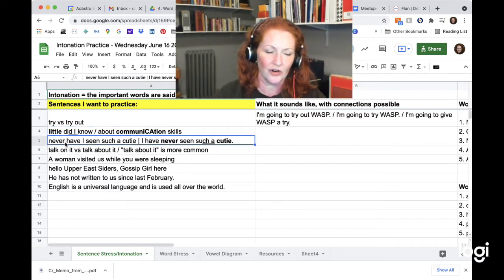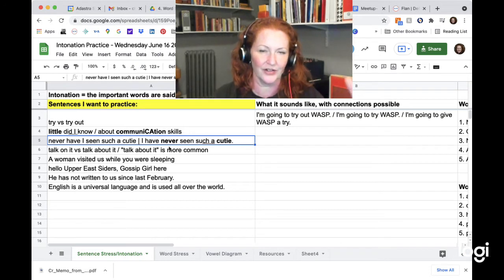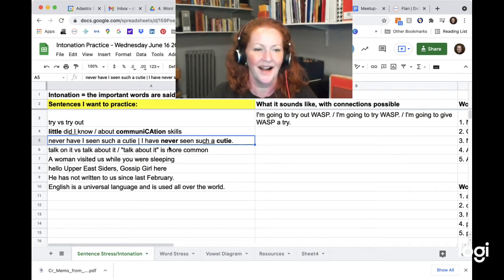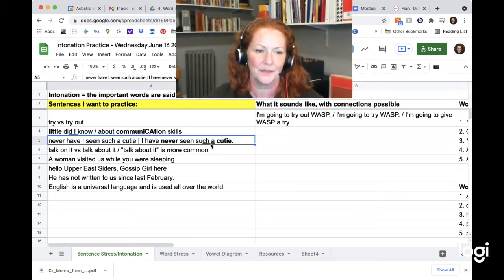And this started as the phrase, never have I seen such a cutie, but that's unusual word order. I would say, I have never seen such a cutie. I have never seen, usually negative words are stressed, so that's what I would go for. And cutie, because that's what you're talking about, is so cute you've never seen before. I have never seen such a cutie, and "such a" will connect together.